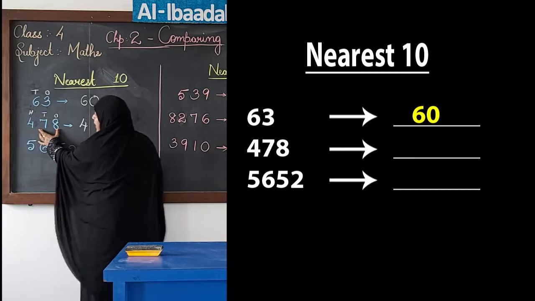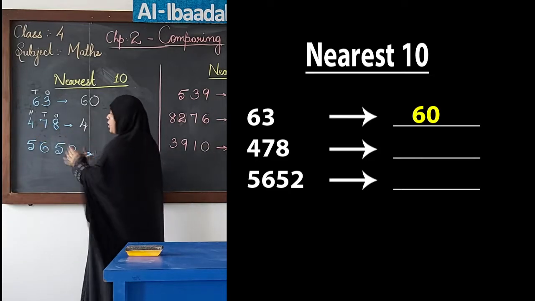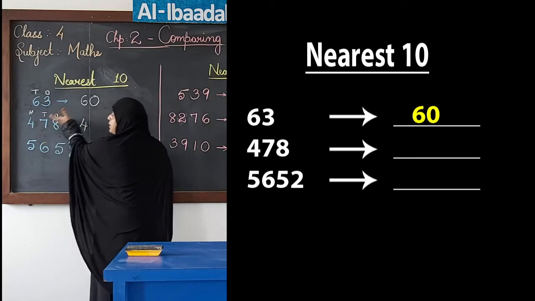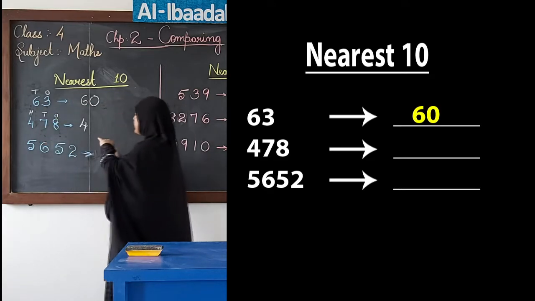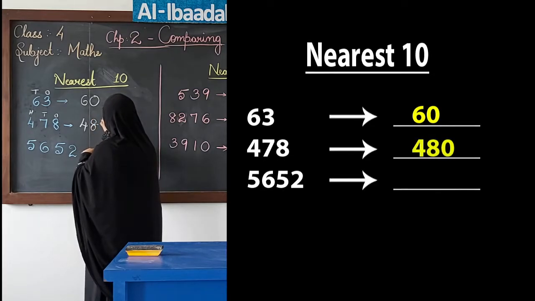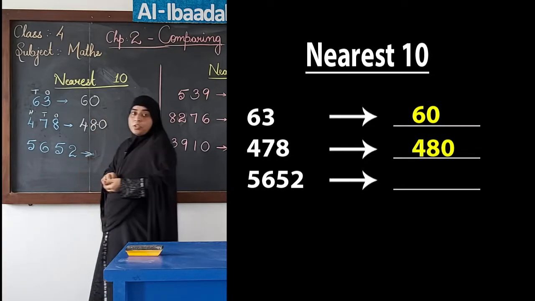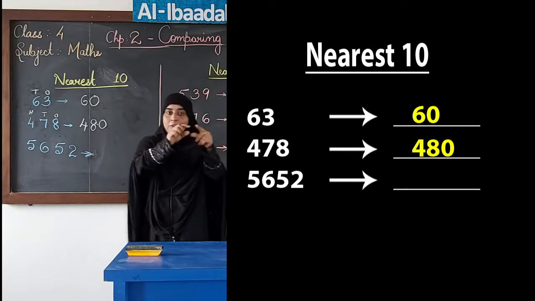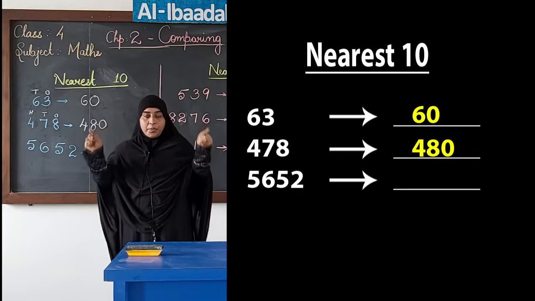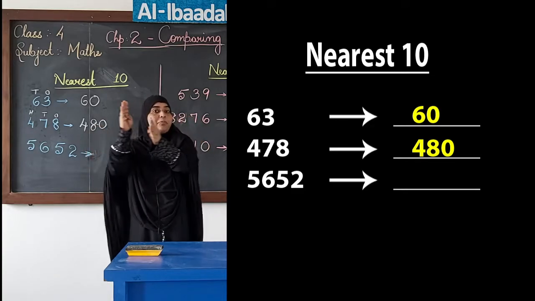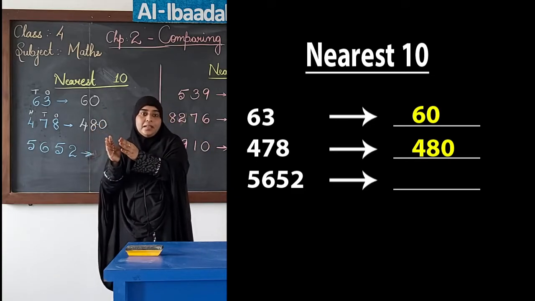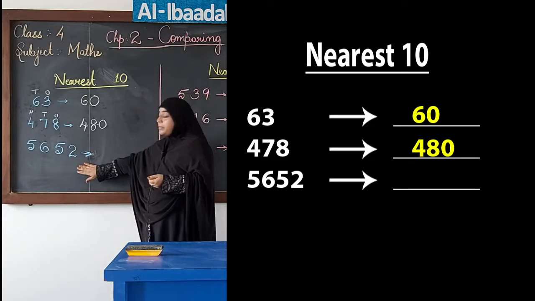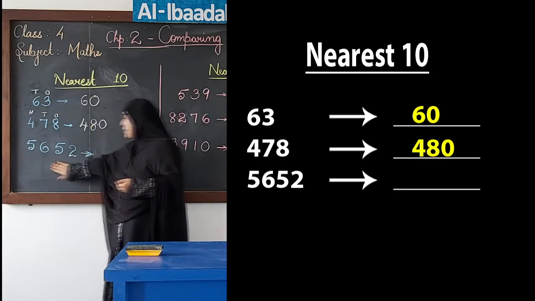Now only this is what we had to check and change, right? So here 8 is more than 5. So 70 will be changed to 80. The nearest 10 will be 80. Okay, so 78 is close to 80, not to 70, right? If you look at the number sequence, 78 will fall very close to 80 and it will be far from 70.